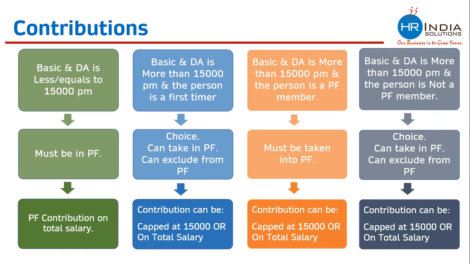And in the fourth case also, there is a choice, when the company is taking this person for the first time and the person's salary is already more than 15,000. Contribution can be capped at 15. Cap means the contribution is limited. The employer is limiting their contribution at 15. The employer is saying that we will pay 12% on 15 only, whatever the salary of the employee is, we will not consider that. Is this slide clear? Okay, let me assume it is clear to you.